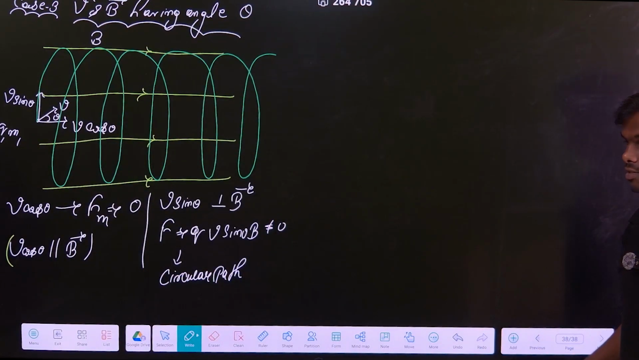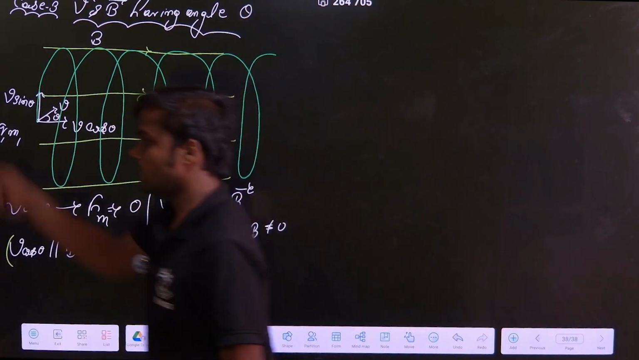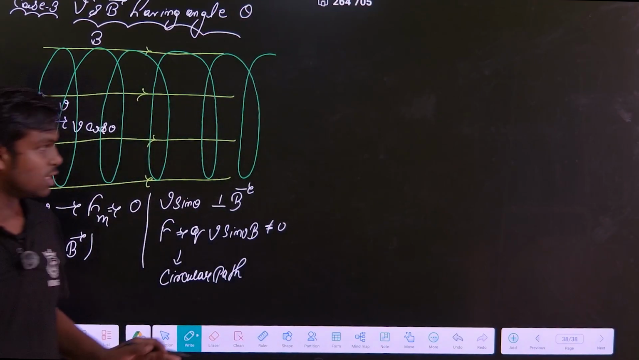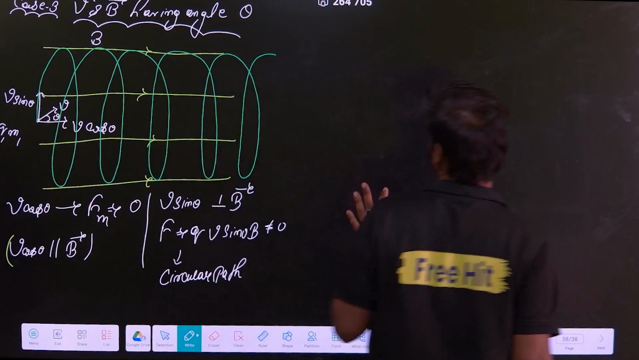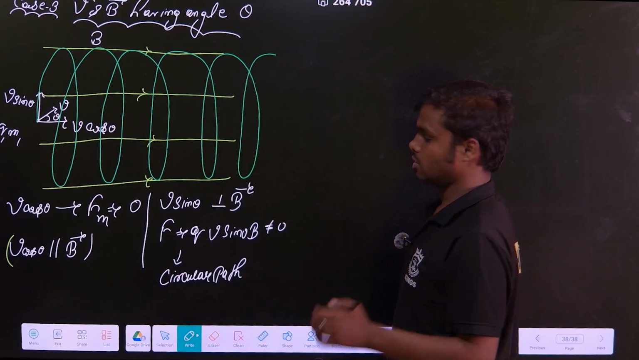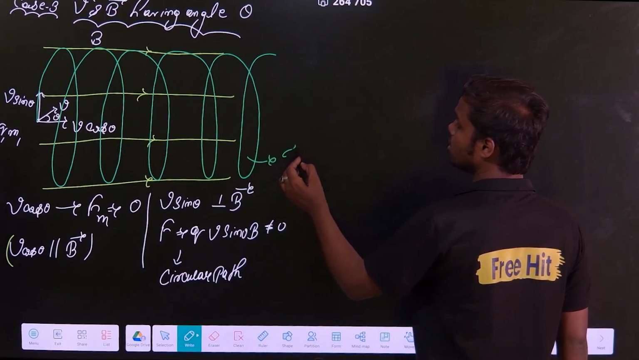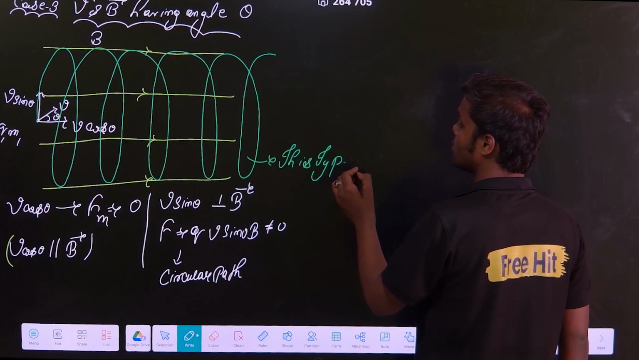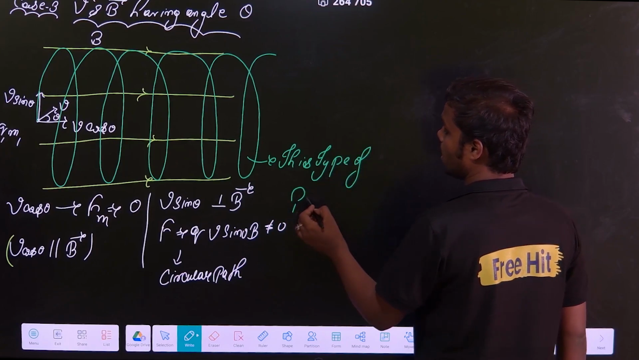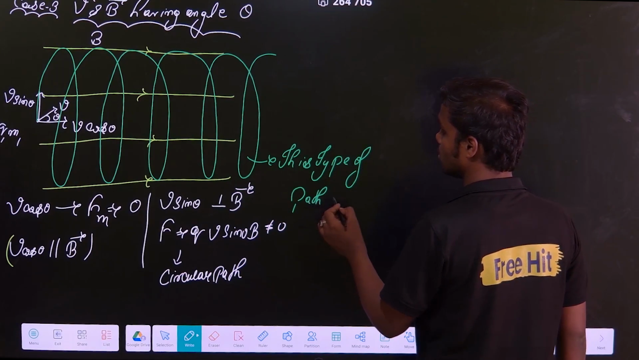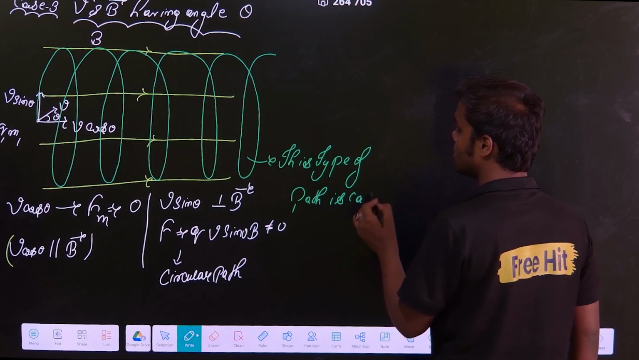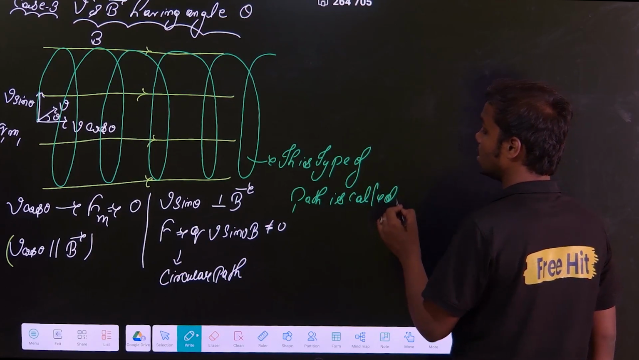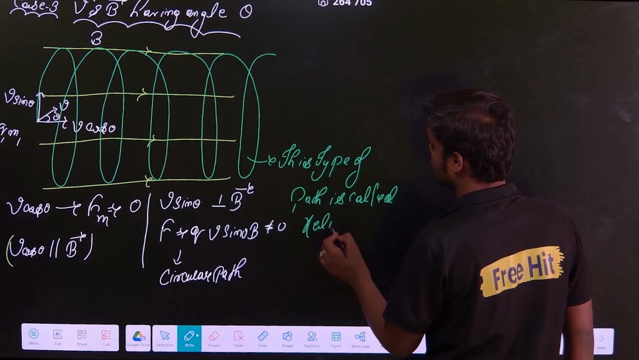It is something like this. Are you getting the point? So that is how it is going to do this motion. So this type of path is called a helical path. Okay, helical path.